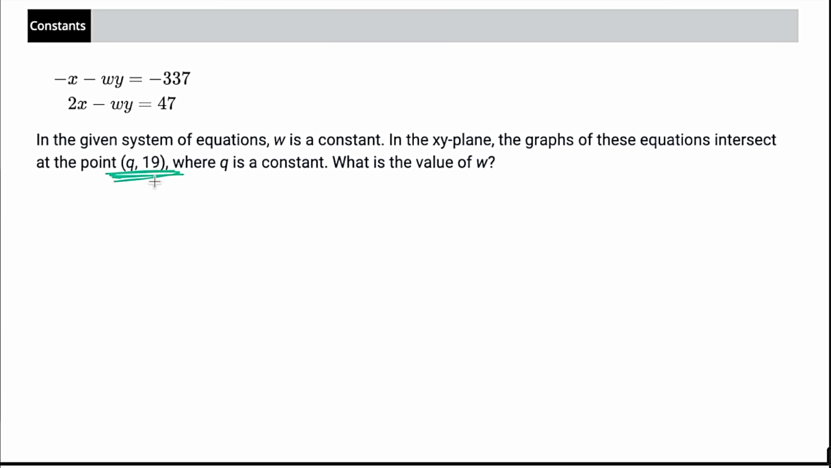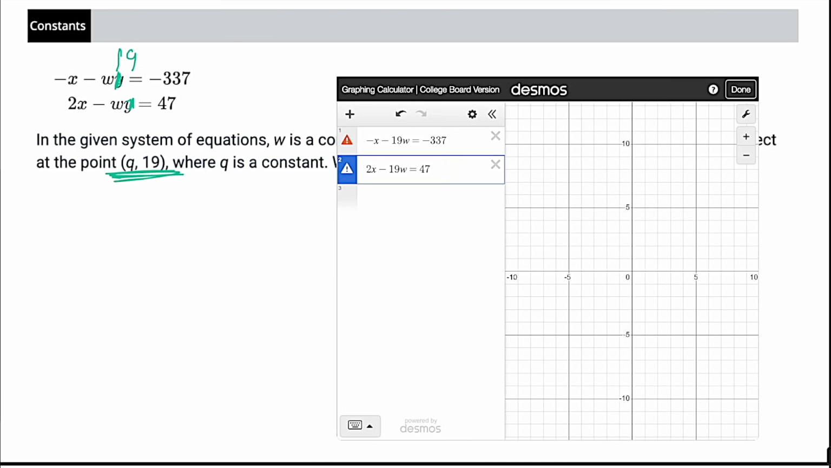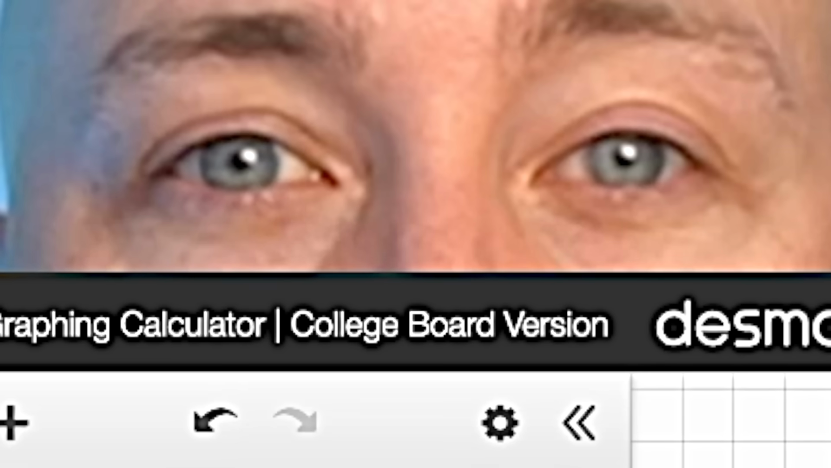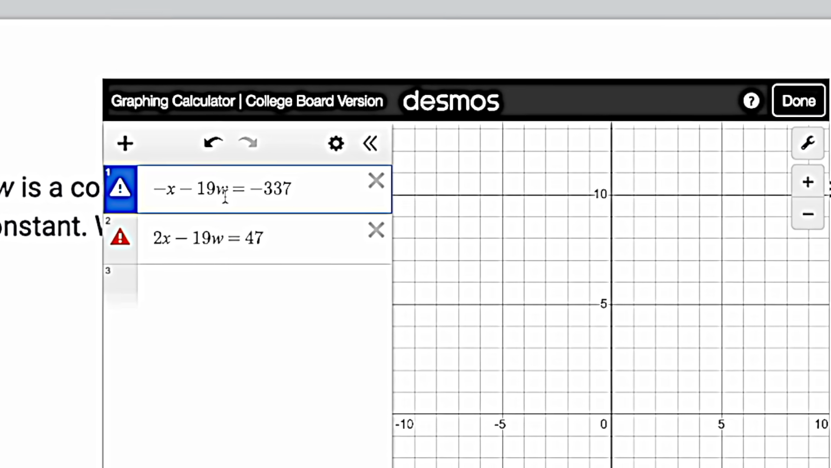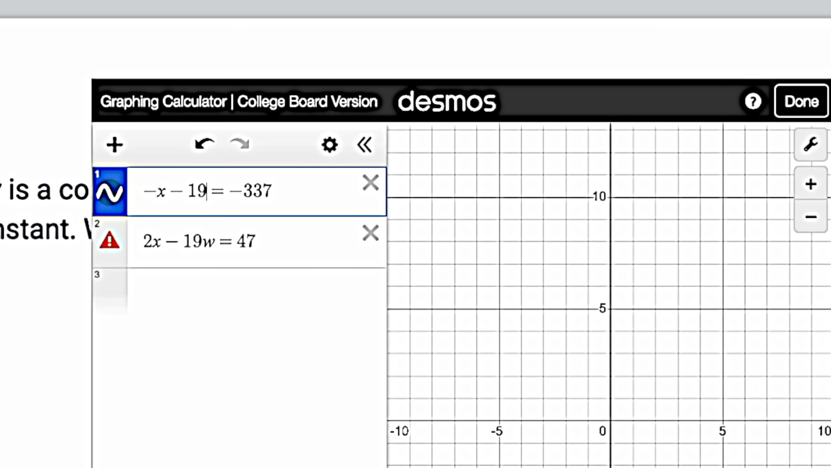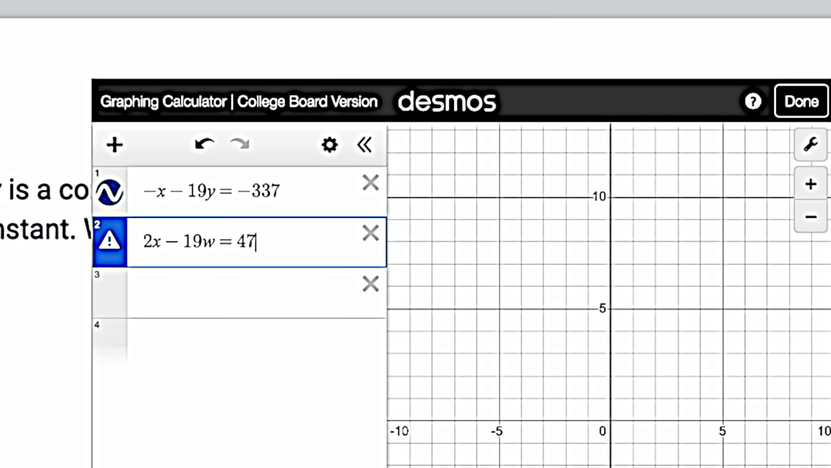So they give us a point. Before you plug stuff into Desmos, at least plug in your points so you can simplify. Instead of having y, we're going to have 19 because we know this point exists, right? So now let's plug it into Desmos, replacing y with 19. And of course, you can see that Desmos is mad at us because it doesn't like w. So let's actually change w to y, right? Because it likes y and x.